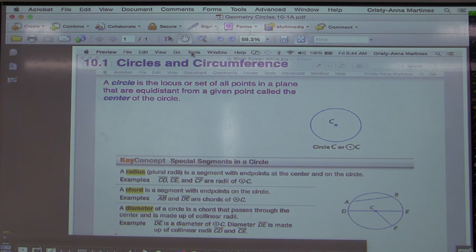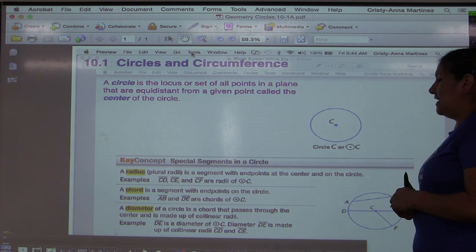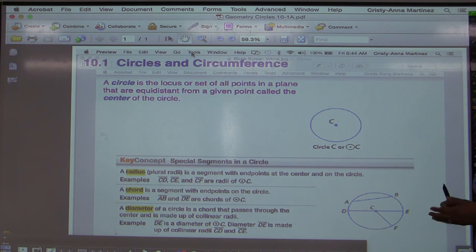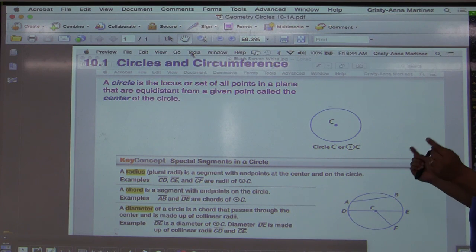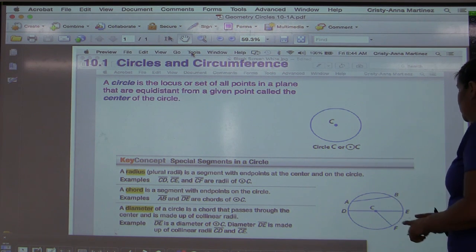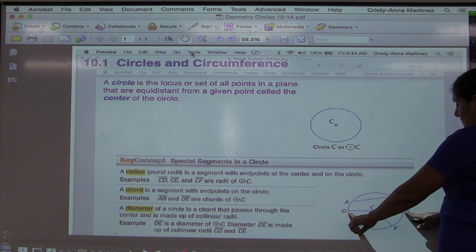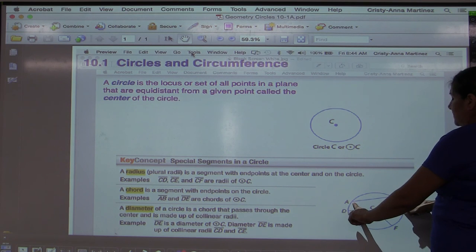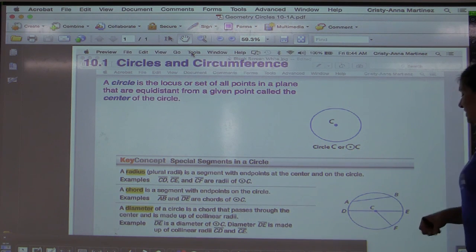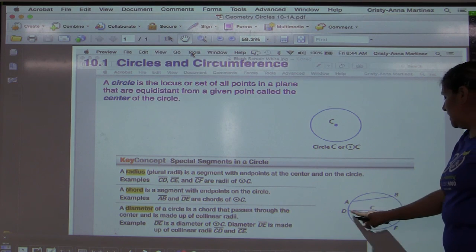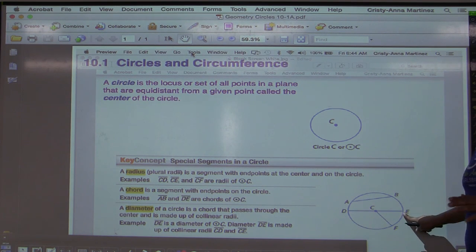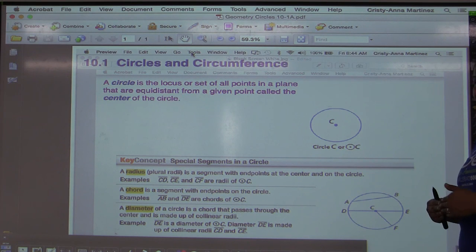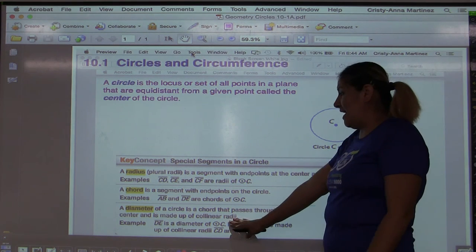A chord, not like a guitar chord, is a segment with endpoints that are on the circle. So any segment that has two endpoints on the circle is considered a chord. For example, the segment from D to E is a chord because it has two endpoints on the circle. Also AB is a chord. But because segment DE not only has two endpoints on the circle, but also passes through the center, it's a special chord, and we call that a diameter.